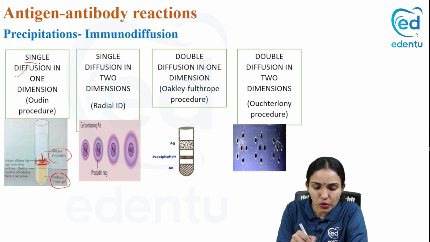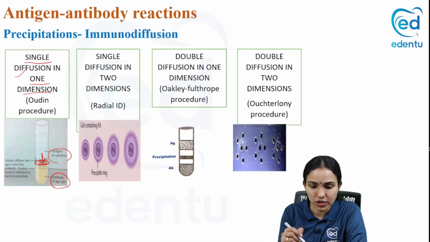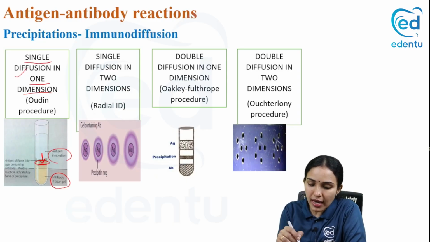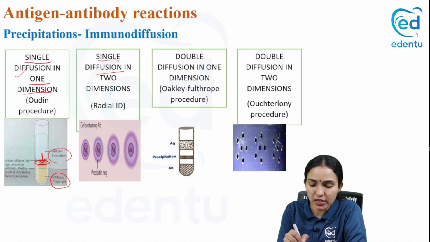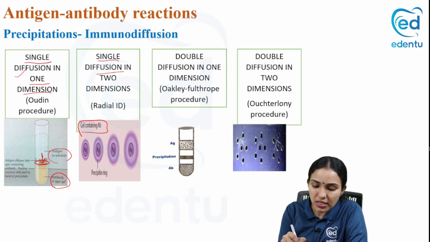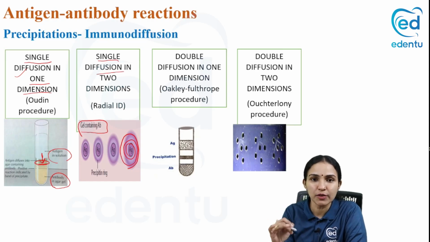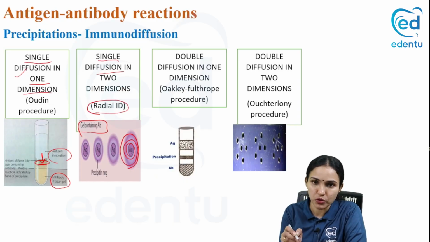Why is it called single diffusion? Only antigen is diffusing. And why is it called one dimension? Antigen is diffusing only in a single direction. So this procedure is called the Oudin procedure. And the second one is single diffusion in two dimensions. Here you take a gel containing antibody, so the whole gel contains antibody. In the middle of the gel, you cut wells where you add the antigens. This antigen will be diffusing not in one direction, but in a circular or radial fashion into the gel containing the antibody. That is called single diffusion in two dimensions. So it's called radial immunodiffusion.